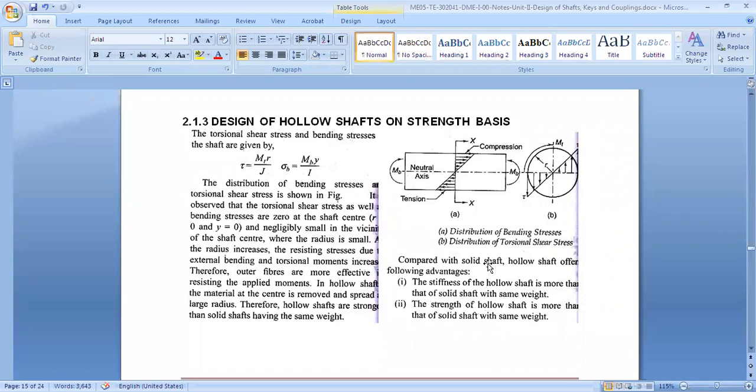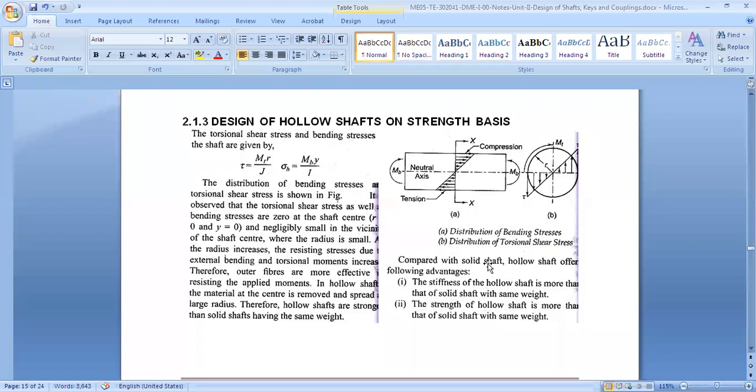I can have two shafts, one solid shaft and one hollow shaft. I will take the center part and put it outside, so the hollow shaft will have more diameter. If the two shafts have the same weight, but one is solid and one is hollow, then the hollow shaft will have a larger outside diameter. That means it can take more stress as per this equation, because R is more. Are you getting it?